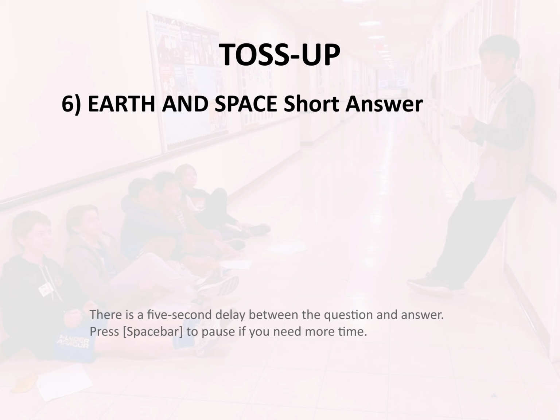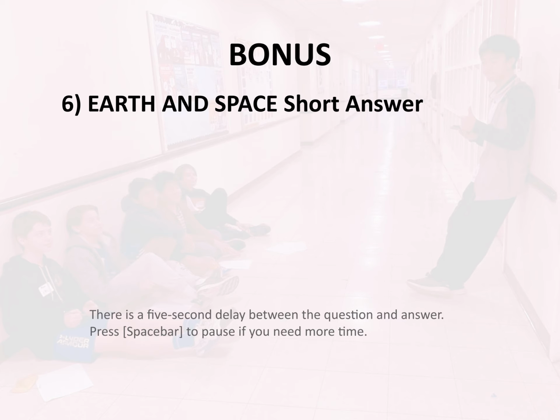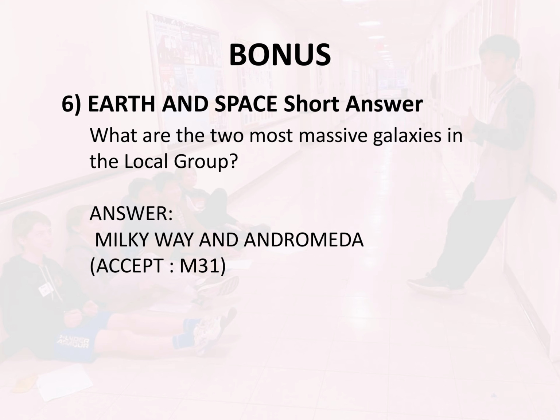Toss-up 6. Earth and space. Short answer. Which element was first discovered by observing its spectral lines in the solar atmosphere? Answer. Helium. Bonus 6. Earth and space. Short answer. What are the two most massive galaxies in the local group? Answer. Milky Way and Andromeda.